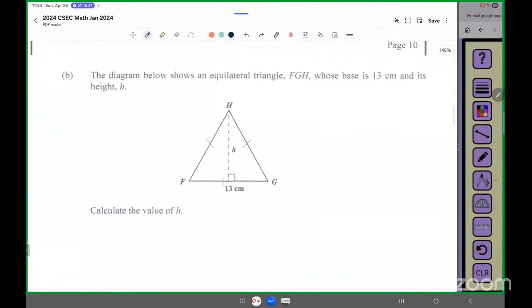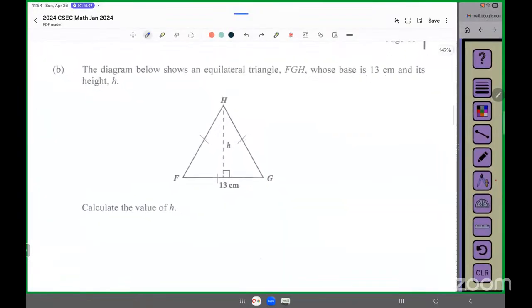The next part says the diagram below shows an equilateral triangle. So the three sides are equal, and the three angles are equal, 60 degrees. You know that, right? An equilateral triangle. So this angle is 60 degrees, this angle is 60 degrees, and this angle up here is 60 degrees. And if this line is a perpendicular bisector of the base, it also bisects this angle. So each of them is now 30 degrees.